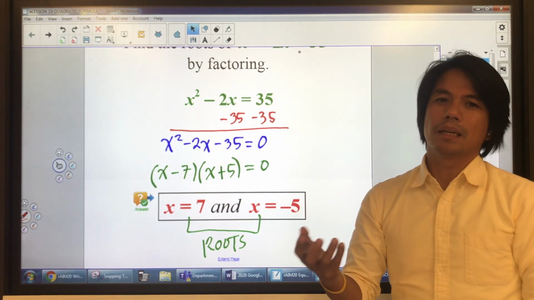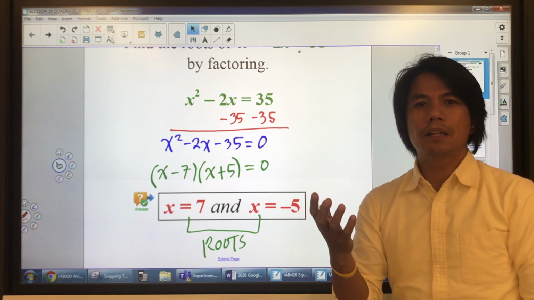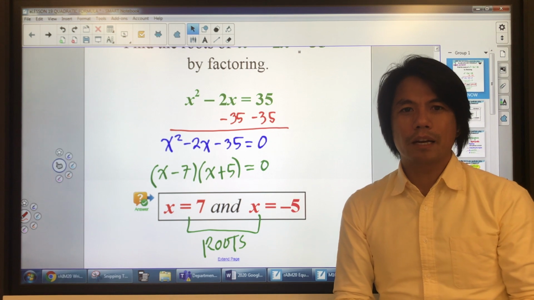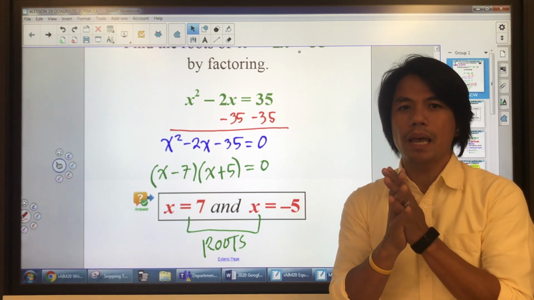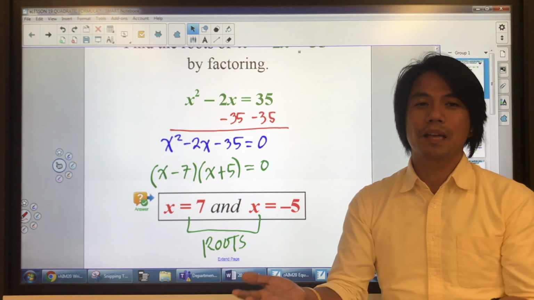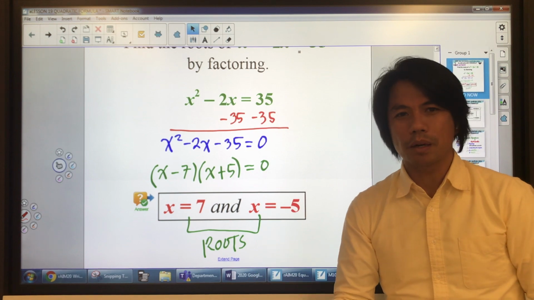Now, why is that? It depends on the problem. Again, sometimes they specifically tell you to use factoring or use the quadratic formula. If they don't say the method that you need to use, then you can use any of the two. Or you can use the other method of completing the square.